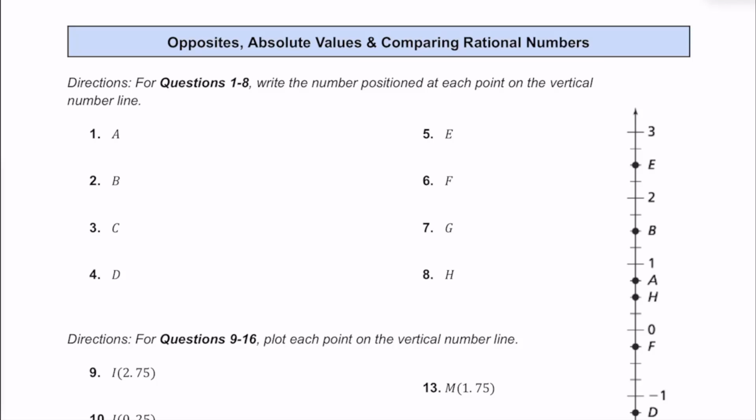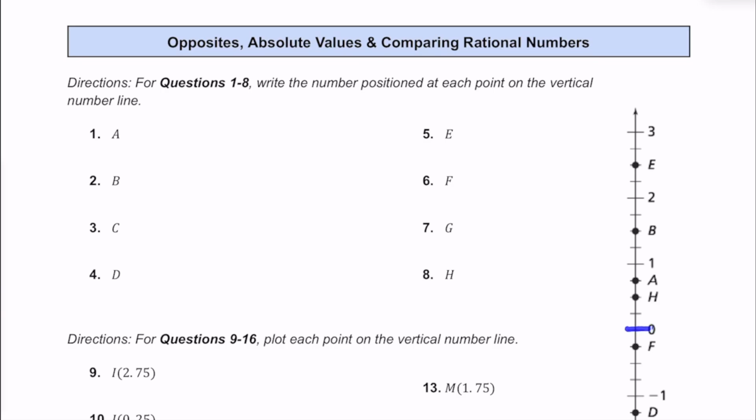In this video, let's practice applying our understanding of opposites, absolute values, and comparing rational numbers together. For questions 1 through 8, we're going to write the numbered position at each point on the vertical number line. For number 1, we have A. If we take a look at our number line to the right, we can see where A is located. It's right over here. Now, we have to figure out what rational value this is going to be.